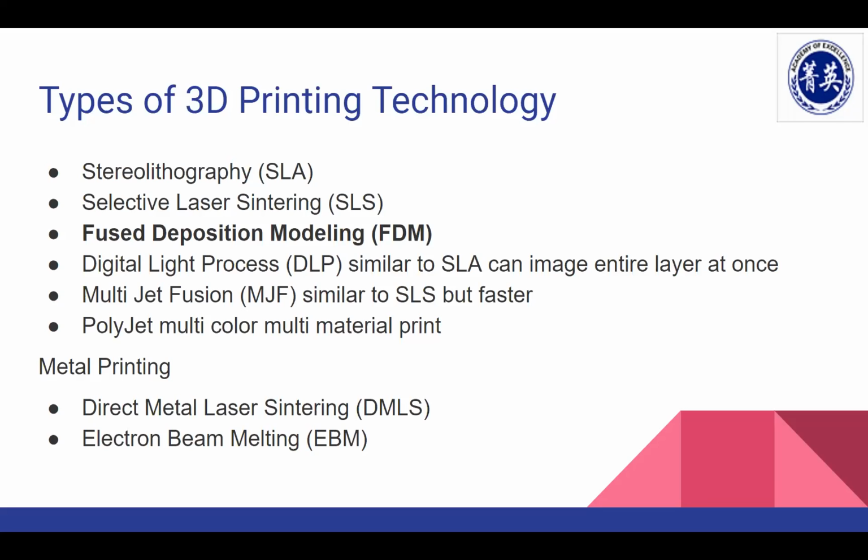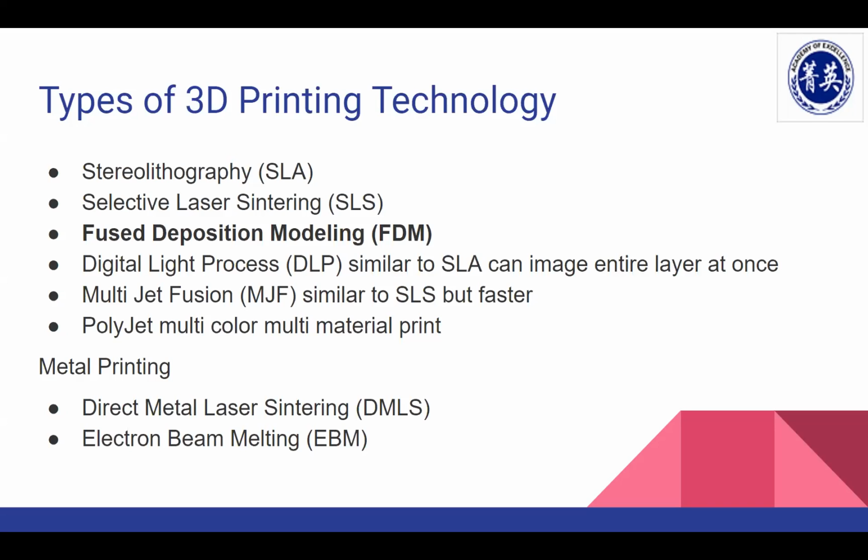There are some newer stuff called DLP, which is very similar to the SLA machine, also working on a resin. Instead of one laser pinpoint at a time, it generates a 2D image of this layer, and it hardens an entire layer at one time. So you can imagine it can be a lot faster using DLP versus SLA.